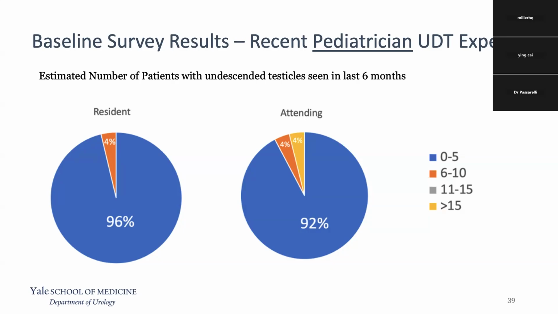92% of them felt that they only saw about 0 to 5 patients with an undescended testicle over a 6-month period. So again, while it's a very common diagnosis for us, it's possible that on a per pediatrician basis, they're not seeing this as commonly as we think. They might not be as comfortable with taking care of these patients as we would expect. And this is where that sort of interspecialty communication and education becomes important.